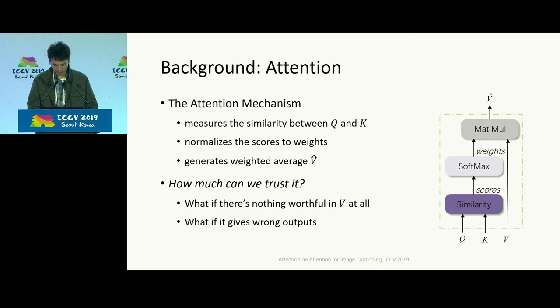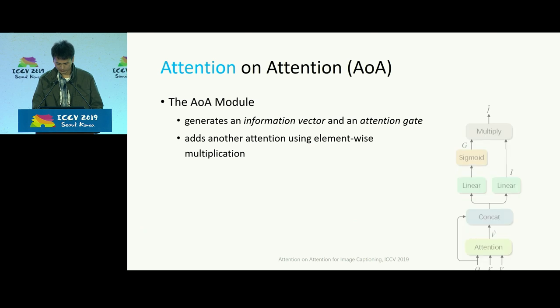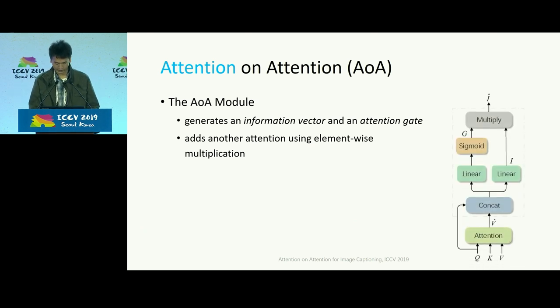We propose AOA, attention on attention. As the name shows, it adds another attention to the original attention mechanism. The second attention is very simple. It takes Q and hat V as inputs into two branches and generates an attention gate and the information. Then it applies the gate to the information using element-wise multiplication, which makes the second attention.